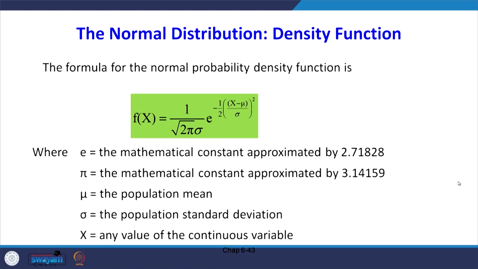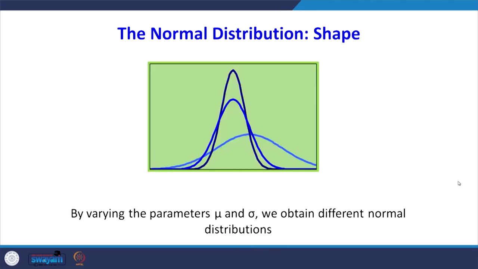The density function of a normal distribution is f of x equal to 1 divided by root of 2 pi sigma, e to the power minus 1 by 2 times x minus mu by sigma whole square, where e is a mathematical constant whose value is 2.71, pi is the mathematical constant we know as 3.14, mu is the population mean, sigma is the population standard deviation, and x is any value of the continuous variable. Then the shape of the normal distribution is, by varying the parameters mu and sigma, we obtain different normal distributions.